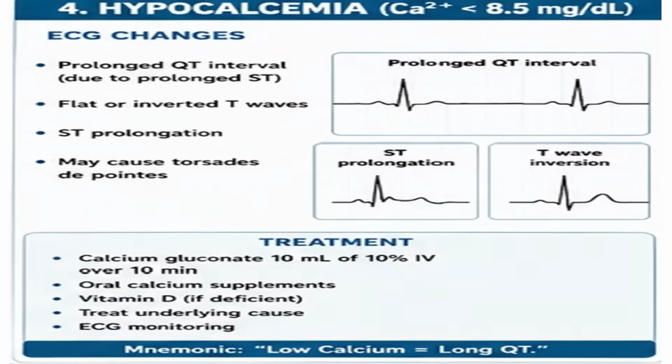Low calcium prolongs ventricular repolarization. The characteristic ECG finding is a prolonged QT interval caused by ST segment prolongation. Severe hypocalcemia can predispose patients to torsade de pointes. An easy way to remember this is: low calcium means long QT.